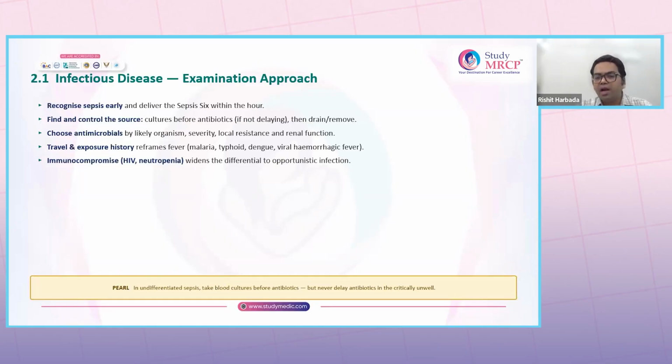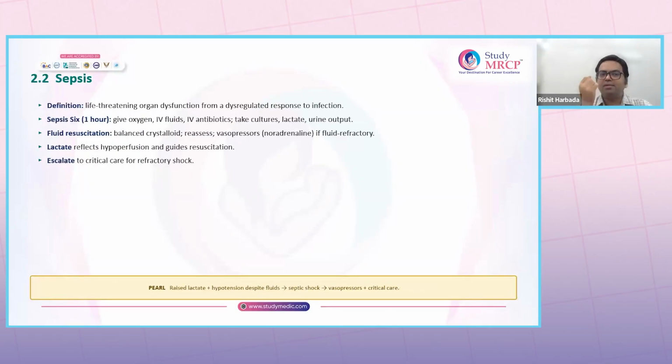In undifferentiated sepsis, always take blood cultures and give antibiotics, but never wait for the cultures. As I said, sepsis is an organ dysfunction with a dysregulated response to the infection. Always give oxygen, fluids and antibiotics, and take cultures, lactate and urine output.